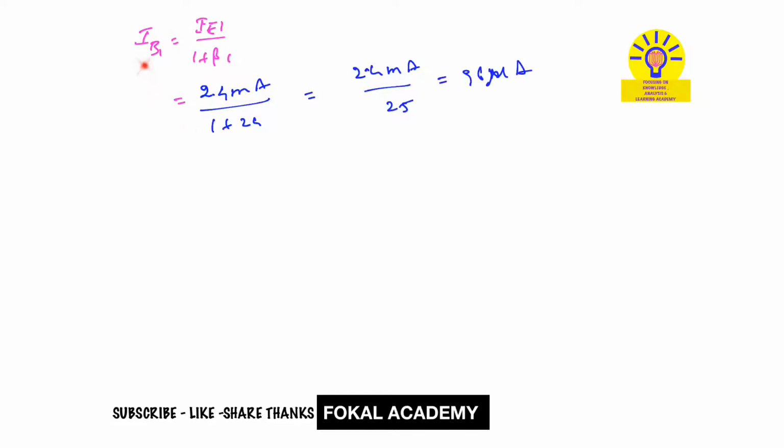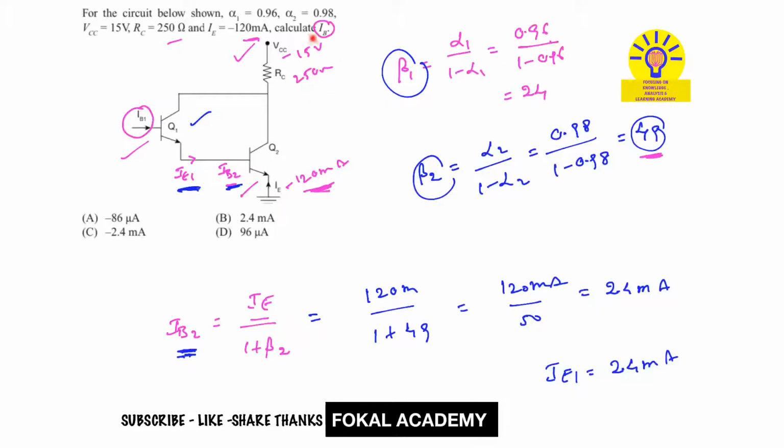This is the required base current for the given problem. So IB1 is the IB value we want, that is 96 microamperes. So from the options, option D is the correct option for the given problem.